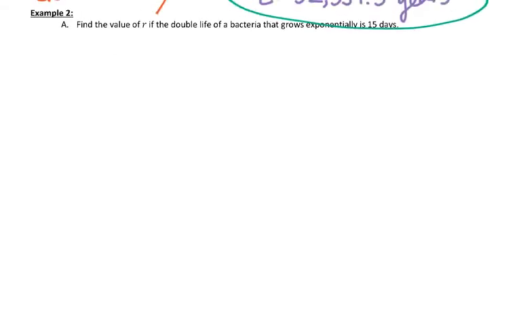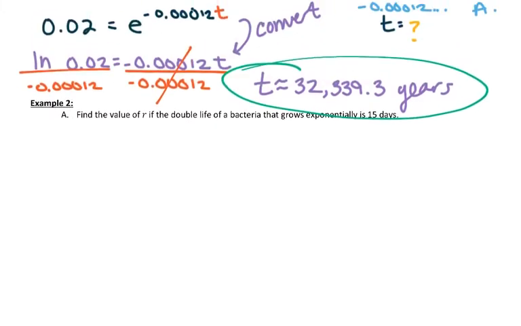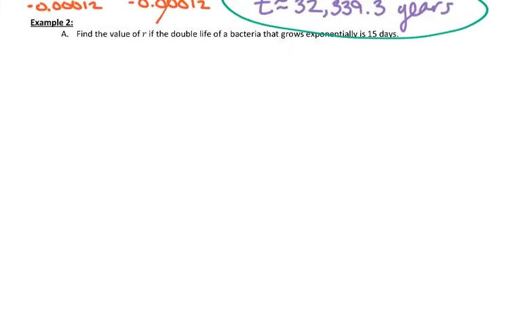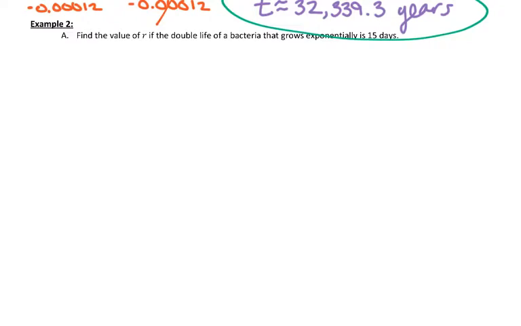This next example is just a quick example. We originally did a problem with half-life, but I also wanted you to see a problem with doubling time. So it says find the value of R if the doubling time of a bacteria that grows exponentially is 15 days. Remember when you're doing these that it is important to pay attention to the units of time, okay? So just be careful of that.